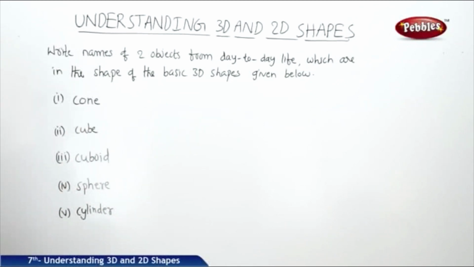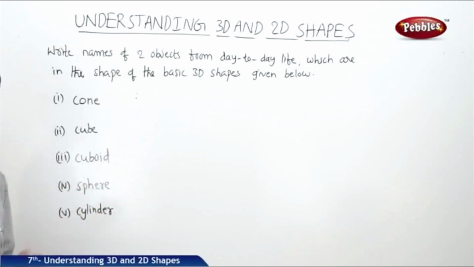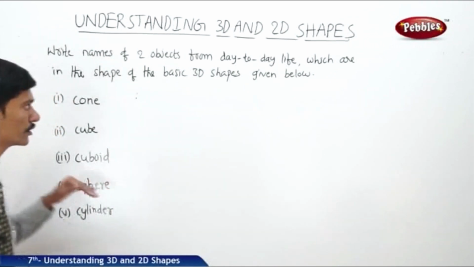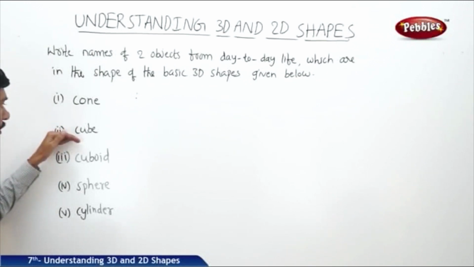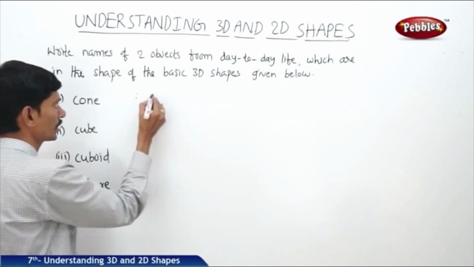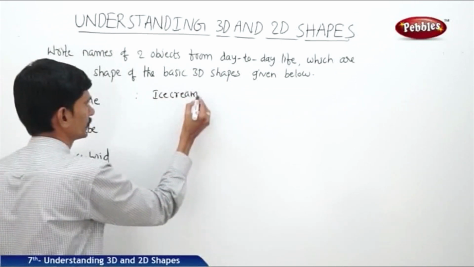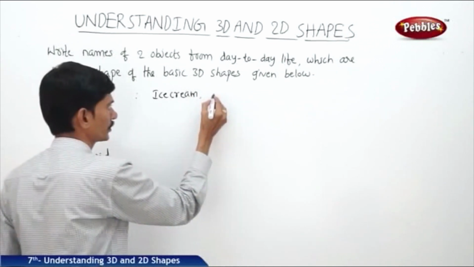Write names of two objects from day-to-day life which are in the shape of the basic 3D shapes given below. So the different shapes are cone, cube, cuboid, sphere and cylinder. If you observe the objects from our day-to-day life, we can find so many objects in the shape of either a cone or cube or cuboid or sphere or cylinder. So if we consider the cone, then we can take an ice cream cup and the upper part of the funnel.